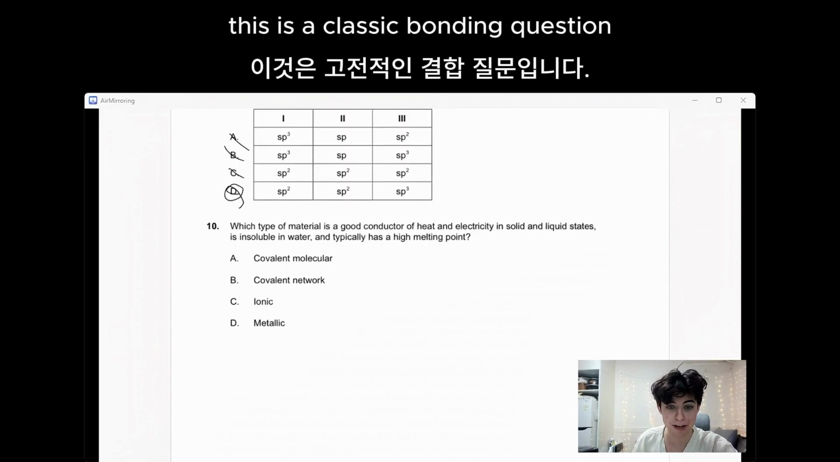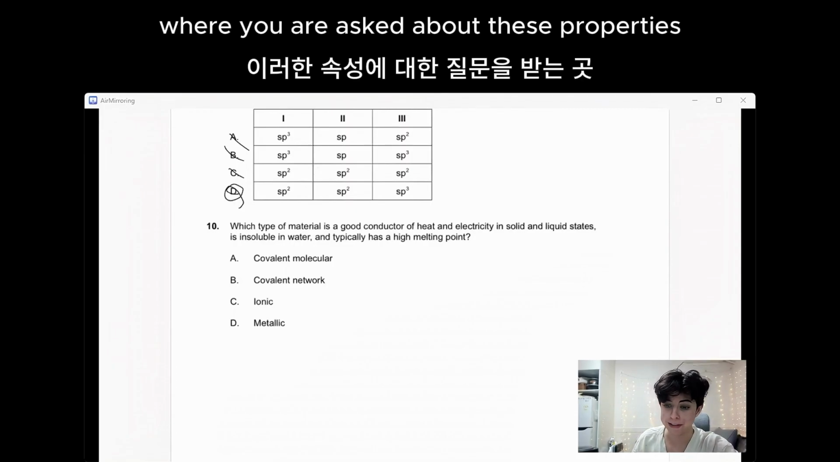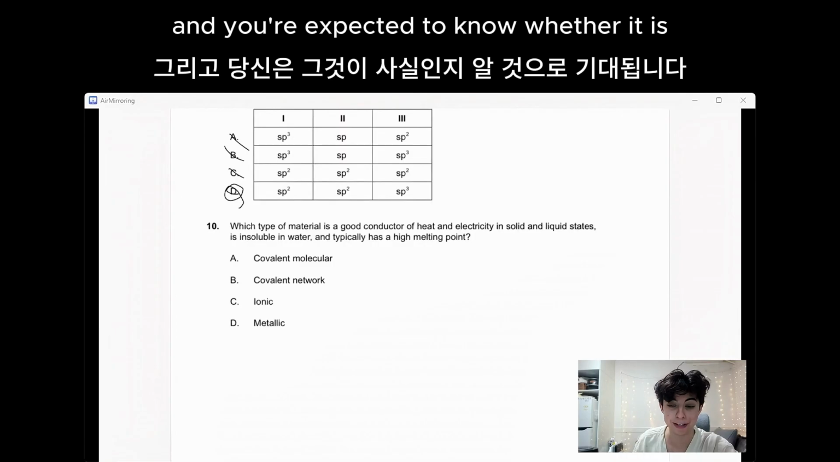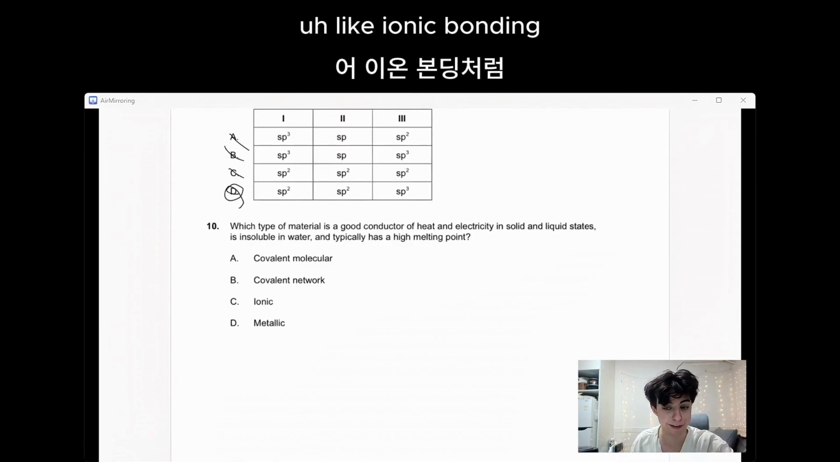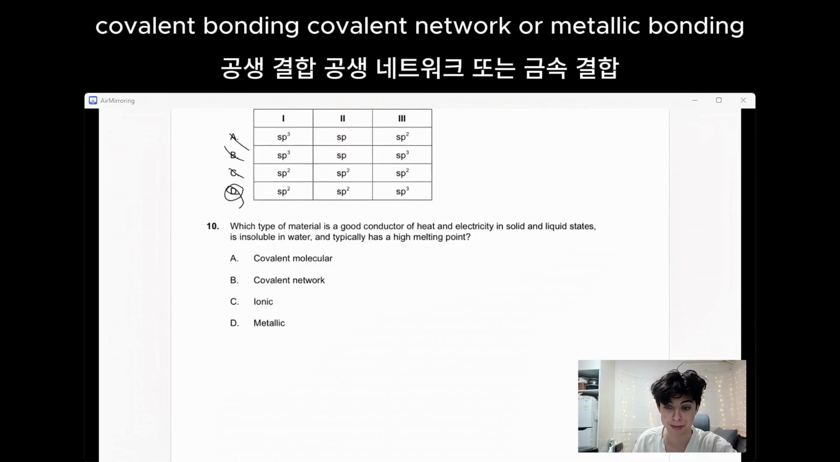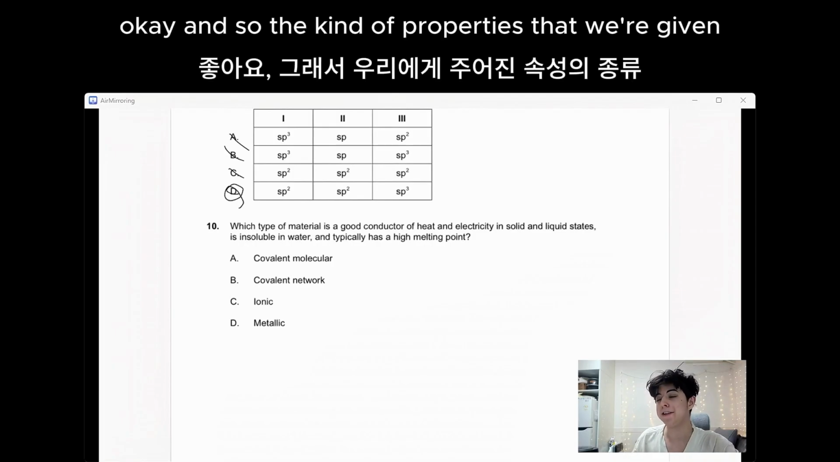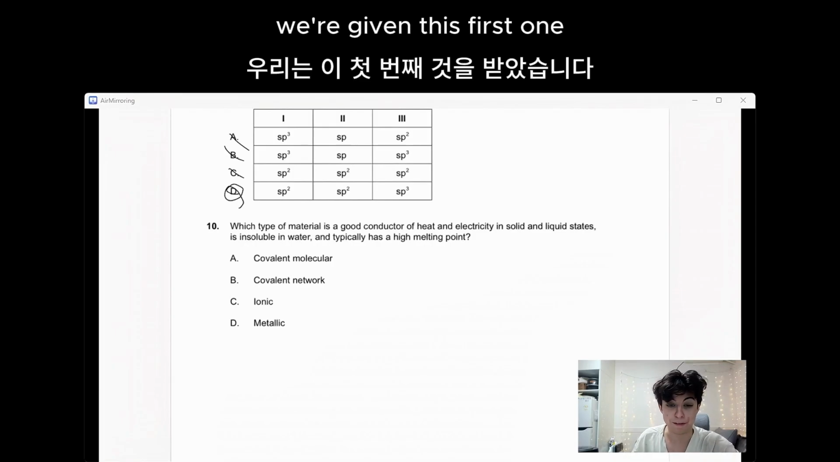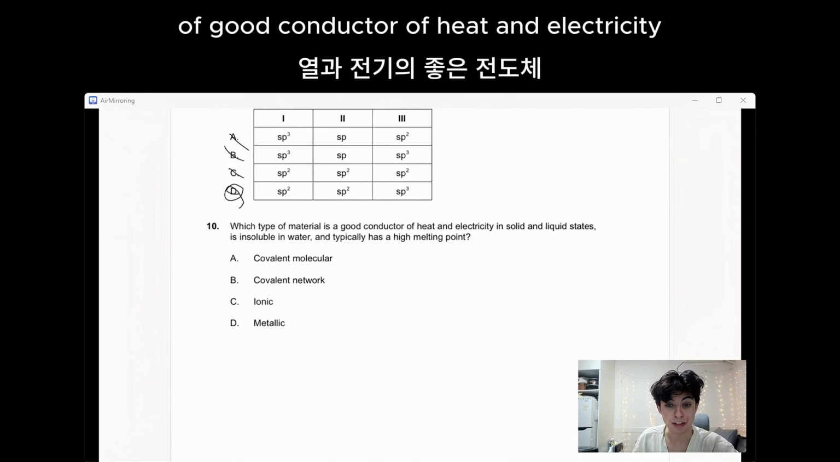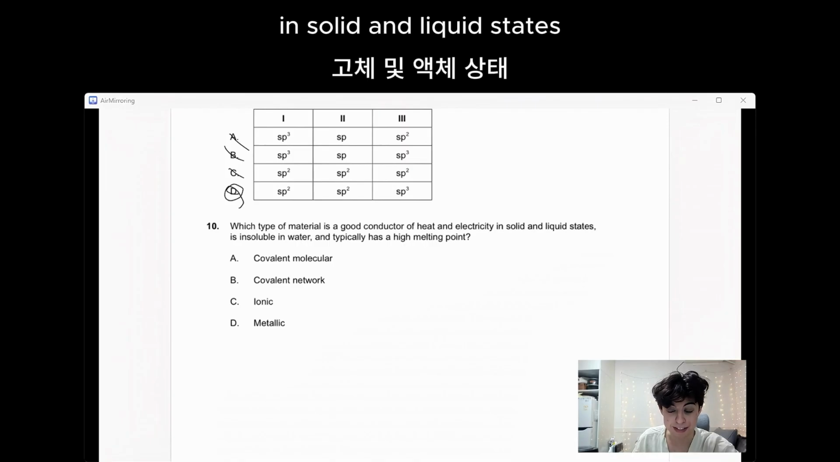This is a classic bonding question where you are asked about these properties and you're expected to know whether it is ionic bonding, covalent network, or metallic bonding. Okay, and so the kind of properties that we're given, this first one, good conductor of heat and electricity in solid and liquid states.